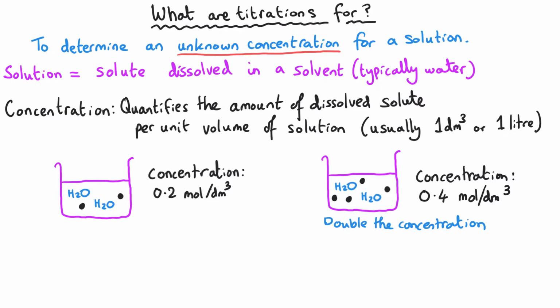Concentrations are typically measured in moles per cubic decimetre, but they could also be measured in grams per cubic decimetre as well. And so the one on the left might be 0.8 grams per cubic decimetre, where the one on the right might be 1.6 grams per cubic decimetre. This isn't telling us the precise amount of substance that we have in our beaker, but what it is saying is if we had 1 decimetre cubed or 1 litre, we would have 0.2 moles of that substance. So it is a per decimetre cube. This is an amount of substance per unit volume.